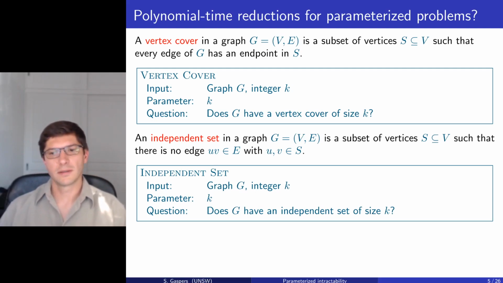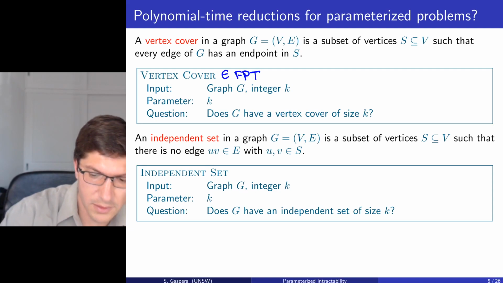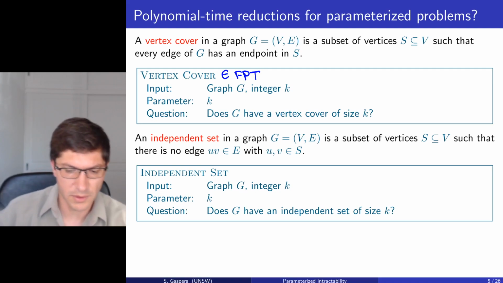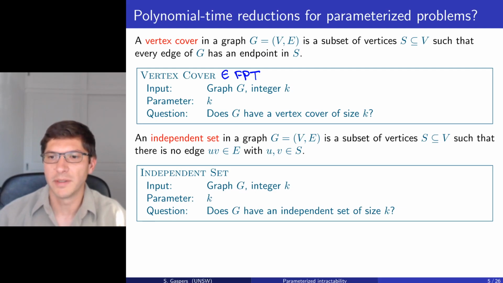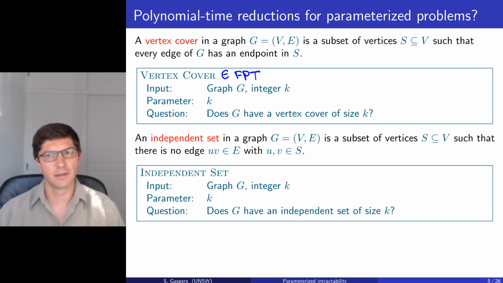We know that these problems are both NP-complete if we disregard the parameter, so the non-parameterized versions of the two problems are NP-complete. So there exists a polynomial time reduction from vertex cover to independent set, and also from independent set to vertex cover. We also know that vertex cover is FPT, so this problem can be solved in FPT time. We don't know whether independent set is FPT. We haven't seen an FPT algorithm for independent set, and nobody has come up with an FPT algorithm for independent set.